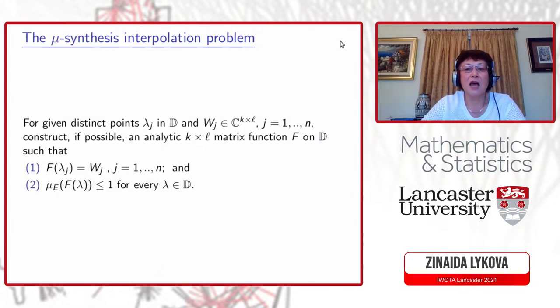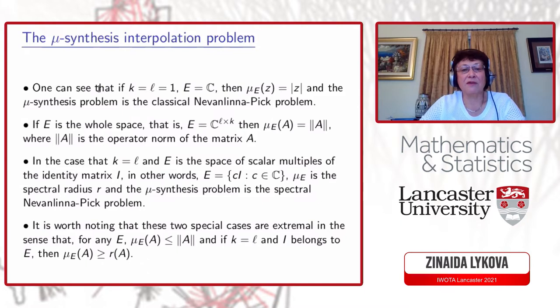to design this problem, but of course, I want to say that if you take k equal to l equal to one and E equal to C, then mu_E at a point z is equal to the modulus of z, and the mu synthesis problem is the classical Nevanlinna-Pick problem. If you take E as the whole space, then mu_E of a matrix A is the operator norm of the matrix. And we do concentrate here on the case when k is equal to l and E is the space of scalar multiples of the identity. And mu_E in this case is the spectral radius, and the mu synthesis problem is the spectral Nevanlinna-Pick problem.